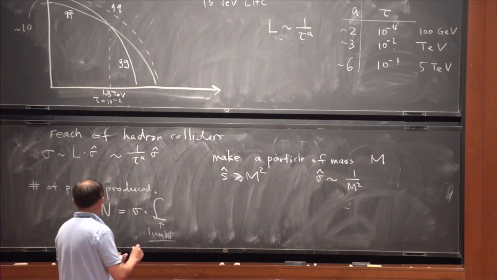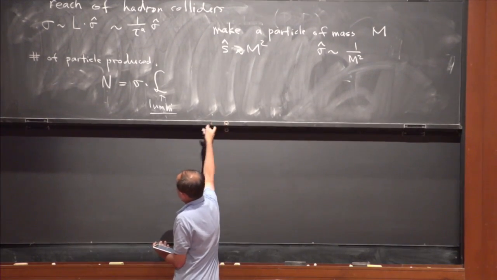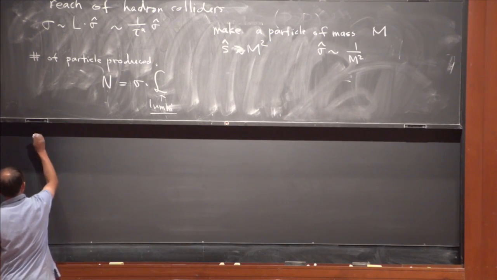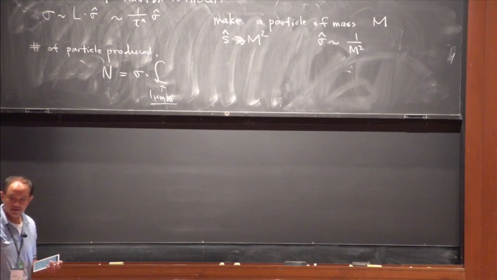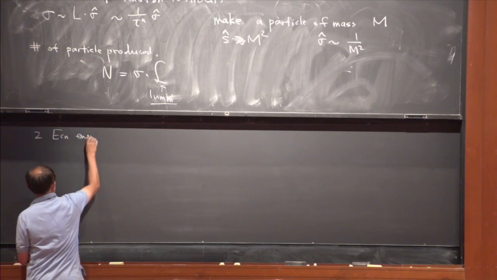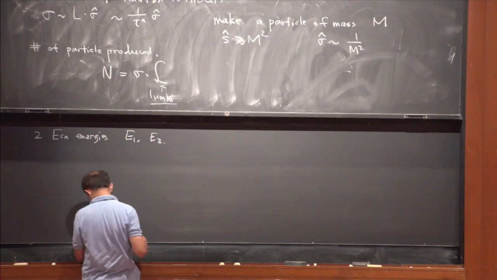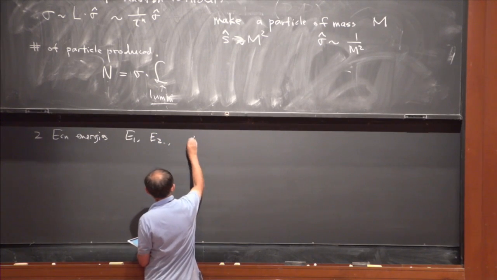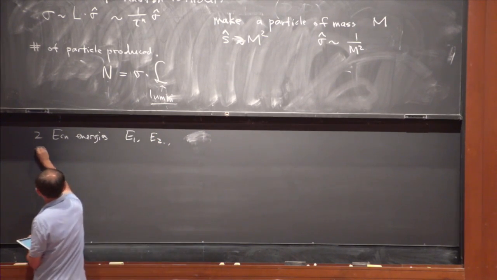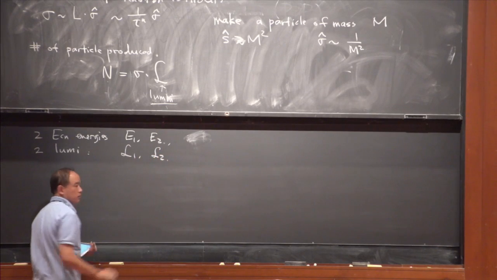Now let's compare the reaches. Let's consider two colliders, just for the sake of our argument, with two possible collider energies, two ECM energies, E1 and E2, and also running at two luminosities, L1 and L2.